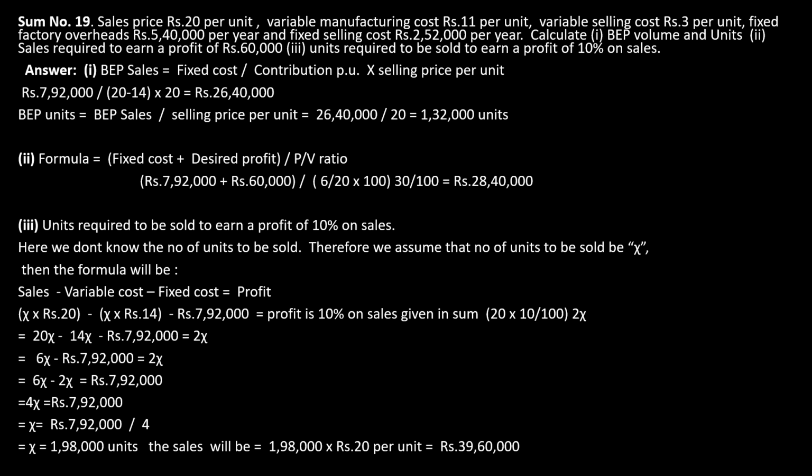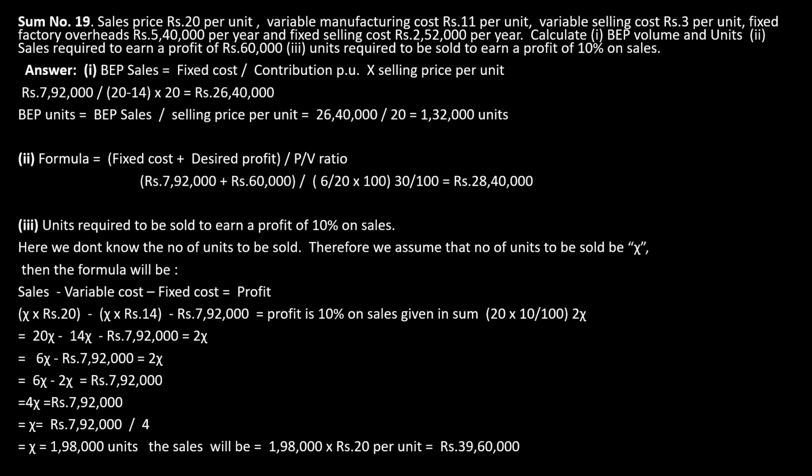The first question, BEP. So BEP, the formula will be here. I'm yet to find the PV ratio. Therefore, I'll use my fixed cost by contribution per unit into selling price per unit. That will be the apt formula here. I know the fixed cost is 7,92,000 when I add them together, divided by contribution per unit. So here the formula will be selling price per unit minus variable cost per unit. That will be the contribution per unit. My selling price per unit is 20 minus my variable cost per unit is 11 plus 3, 14.